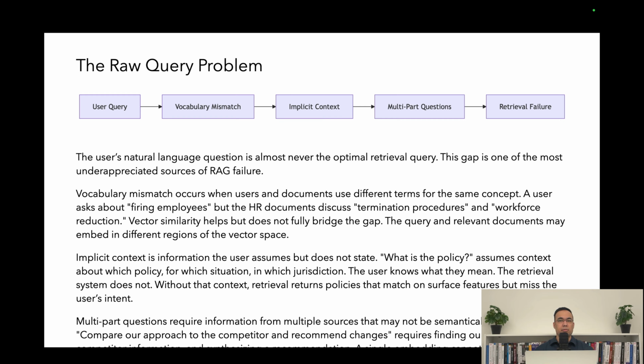The fourth issue is ambiguous references in conversational context. Let's say, "What about the other option?" This sentence will refer to something from early in the conversation. The query alone provides no information about what "the other option" means. Query transformation addresses these gaps by modifying the user's query before the retrieval. The following slides cover specific transformation techniques.